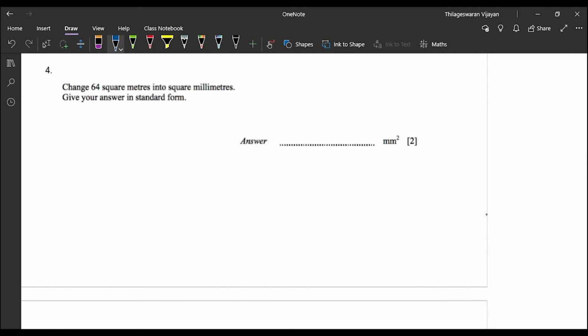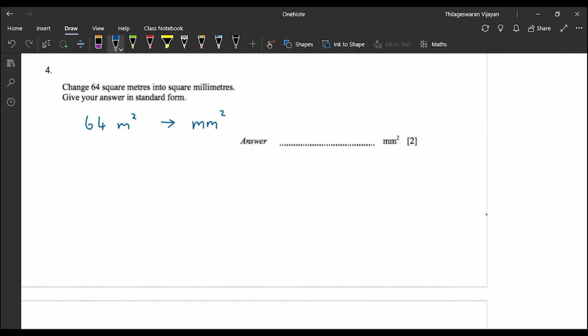Question number 4. Change 64 square meters into square millimeters. Give your answer in standard form. Okay, so the first step that you need to do is to write down this in the units that is given. So square meter is also written as meter square. Now you need to change this into millimeter square.